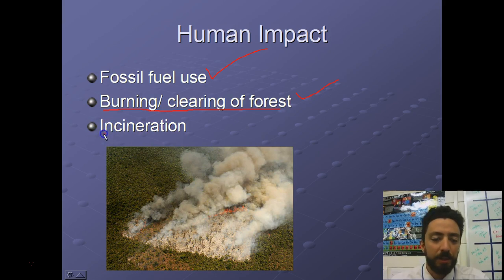Also, anything that we incinerate, waste incineration has been picking up some steam in certain countries. Waste incineration is going to release carbon. Anytime you burn something, you're breaking bonds and forming carbon dioxide.